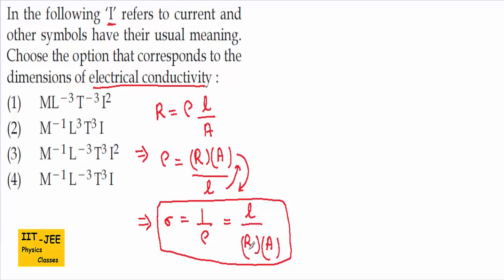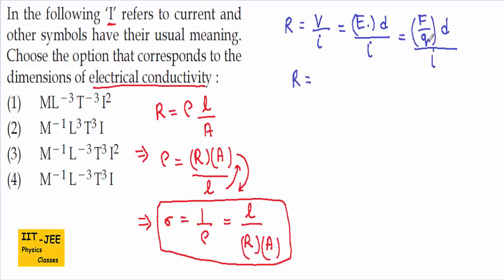So first let's find the unit of resistance here. R equals, you know, voltage over current, and voltage equals E times D. Now we can also break this E. E is the electric field. Electric field equals force over Q. Break it again. Q equals I T. So we will get force over charge, which is current times time, times D over I.